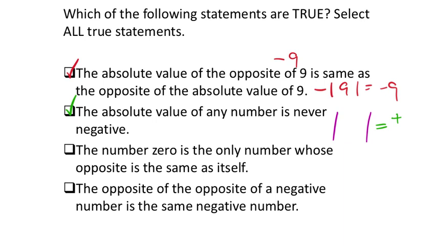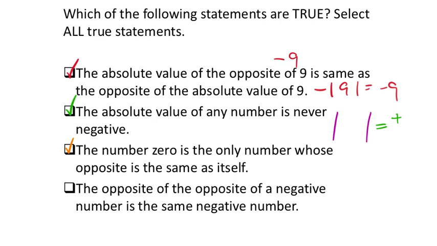The next statement, the number 0 is the only number whose opposite is the same as itself. Yep. All other opposites are different. Now, be careful, because some students will say, well, the opposite of 5 is negative 5, and 5 is the same as negative 5. Well, they look the same, but they have different signs, so their overall value is very different. So we definitely would not want to say that is true. The number 0 is the only value that works that way, because it's neither positive nor negative.